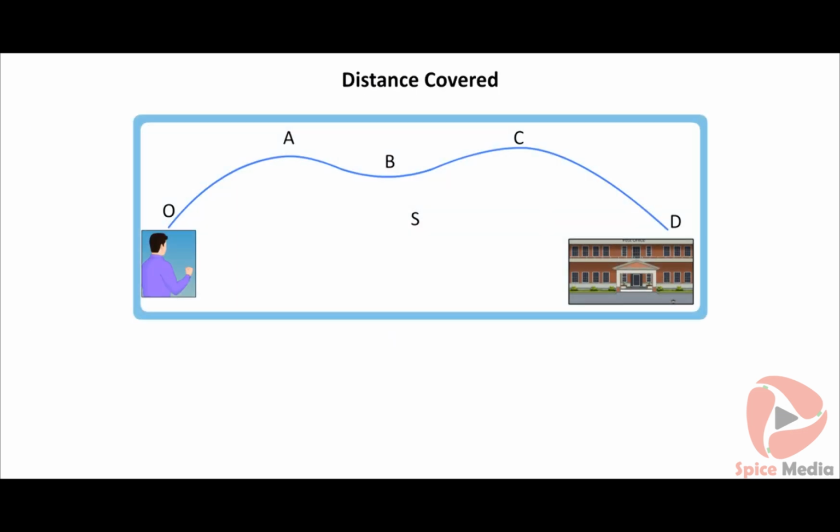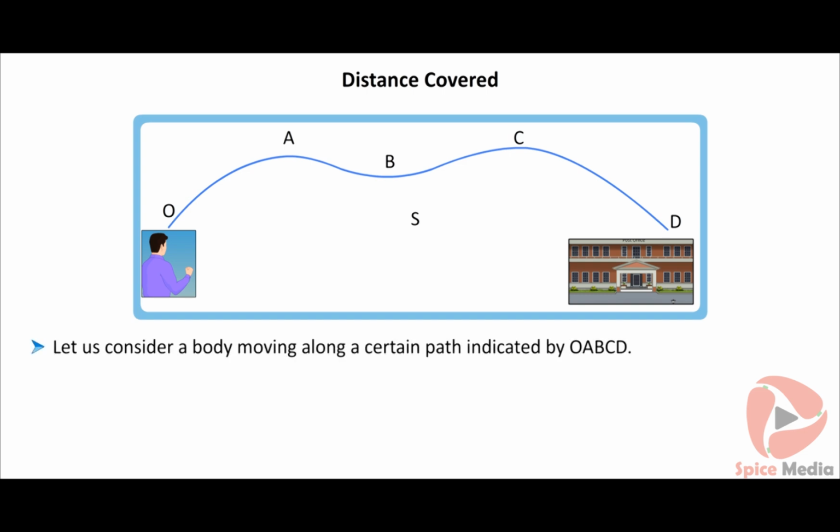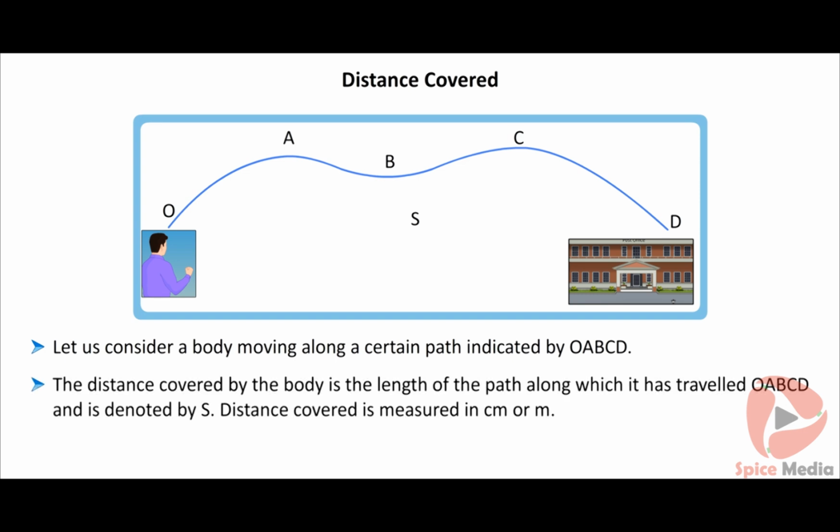Following the directions given by you, your friend starts to the post office. Let us consider a body moving along a certain path indicated by O, A, B, C, D. The distance covered by the body is the length of the path along which it has travelled, O, A, B, C, D, and is denoted by S. Distance covered is measured in centimeter or meter.